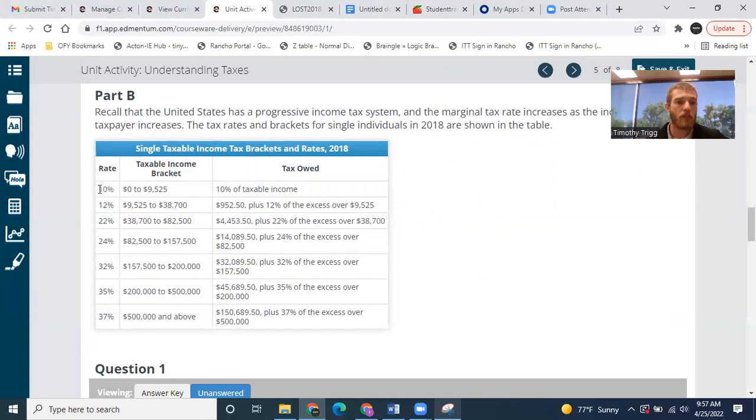But you can see here for your first bracket, if you earn between $0 and $9,525, you pay a 10% tax rate. For this second bracket, between $9,525 and $38,700, you'd pay a 12% tax rate. So you can see as you earn more money, you end up in a higher and higher tax bracket. Okay.